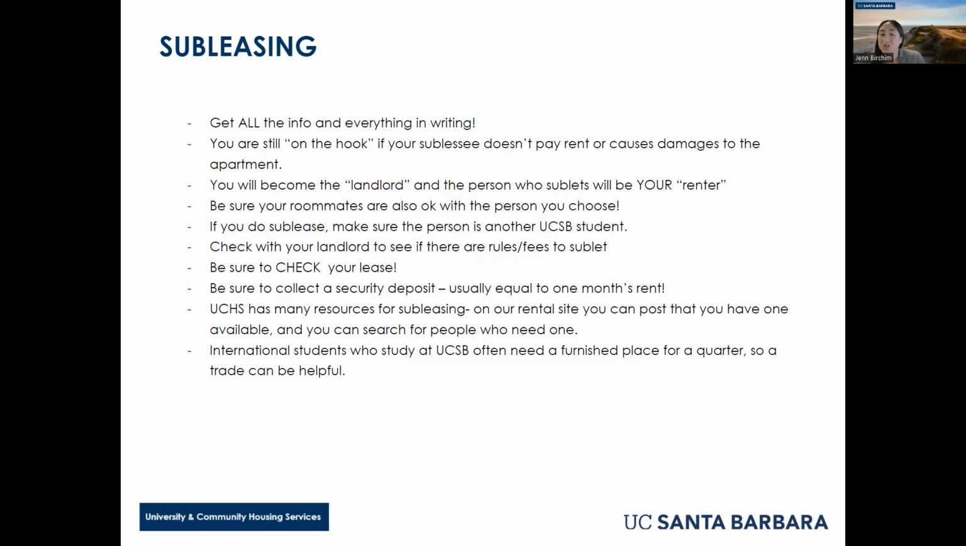I would ensure that they're a UCSB student as well, because often with UCSB students, if something happens, we have the ability to look them up and be able to contact them. But if there's somebody in the community, it's a lot harder for us to be able to track them down if something happens with their space. So if Emily sublets from me, I essentially become her landlord and she becomes my tenant.